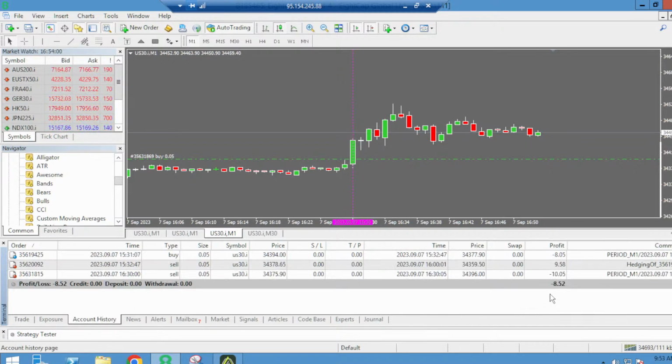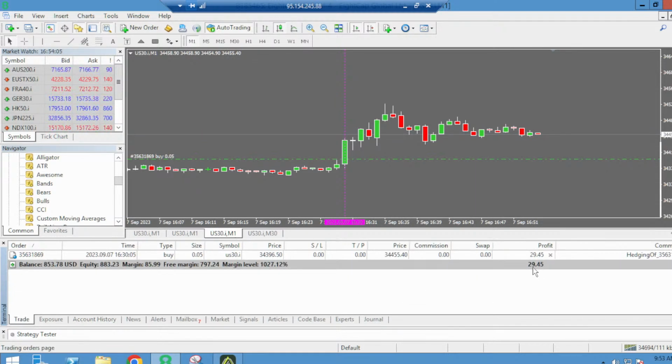So for the day, we were down $8.52. And right now we are at $29. So let's see how it plays out. How are we going to end this trading session? We have approximately 6 minutes left.